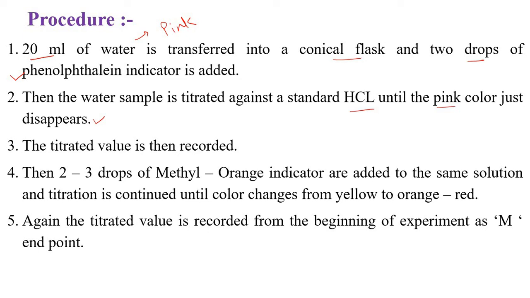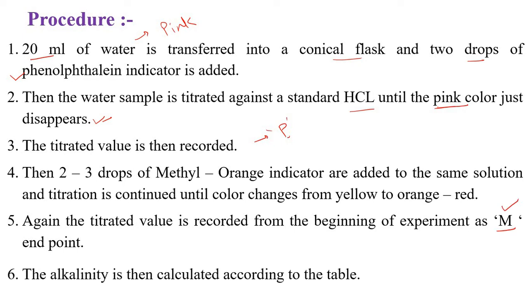Again, the titrated value is recorded from the beginning of the experiment as M endpoint. Means at this point, when the pink color disappears, you will get P endpoint. Then you continue the titration and you will get M endpoint. Then you have to calculate alkalinity according to the table.